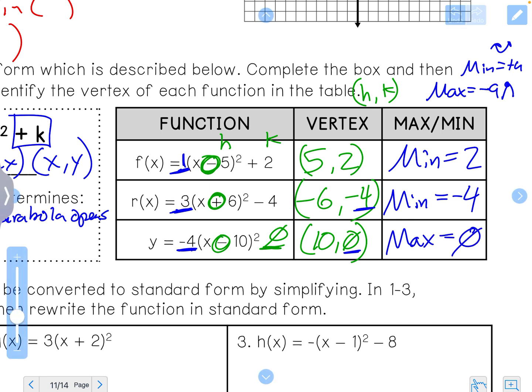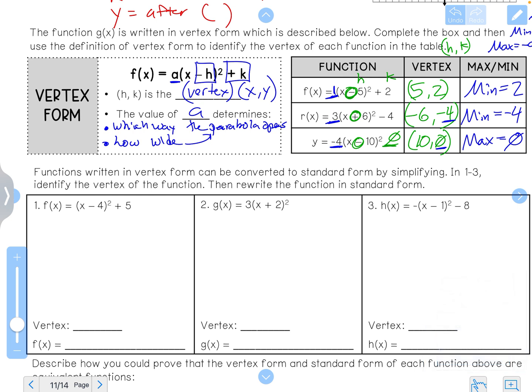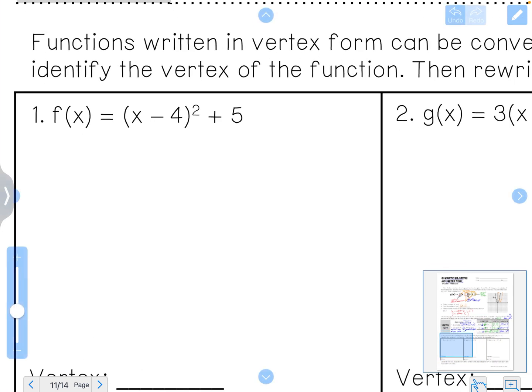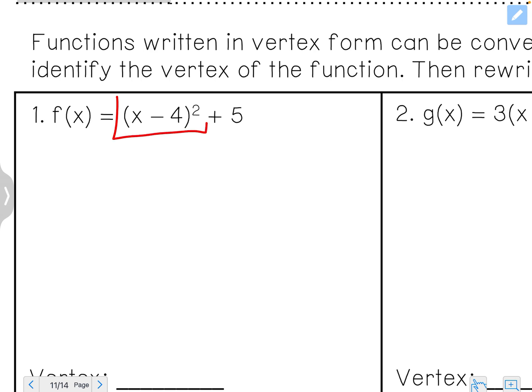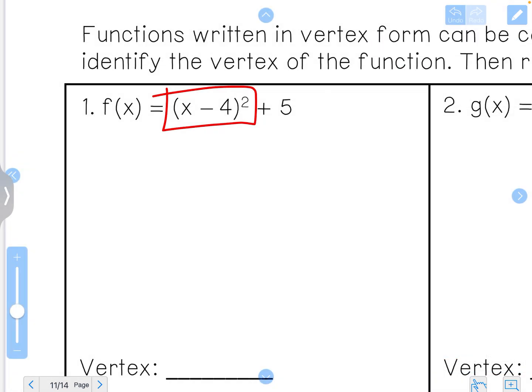So we can find a lot of information about our equations if they're in vertex form. So equations that are written in vertex form can be converted into standard form by simply doing what we learned in our previous unit. So we have a binomial that is squared, which means we can do our box method.